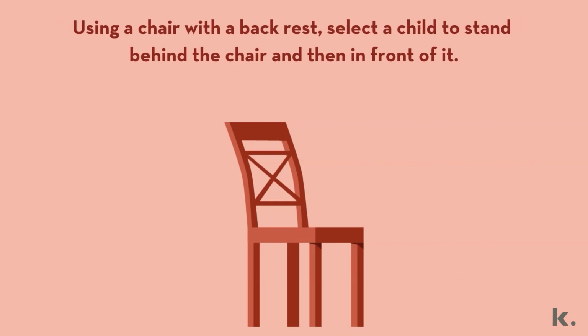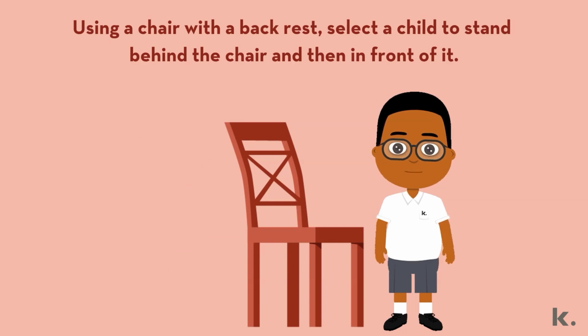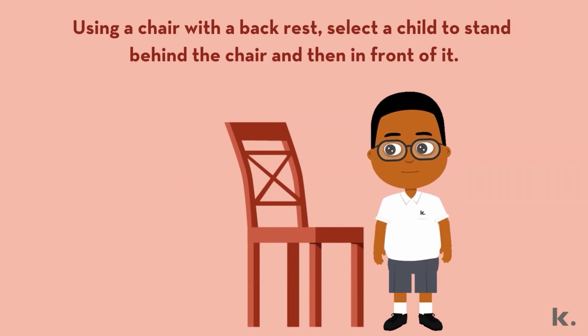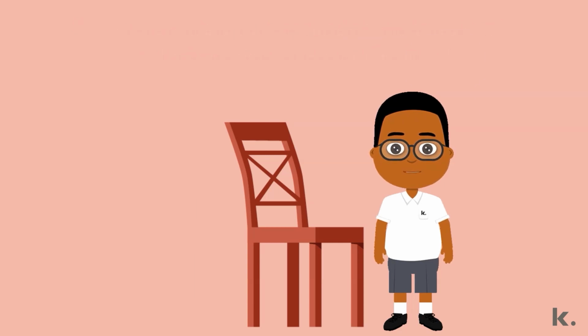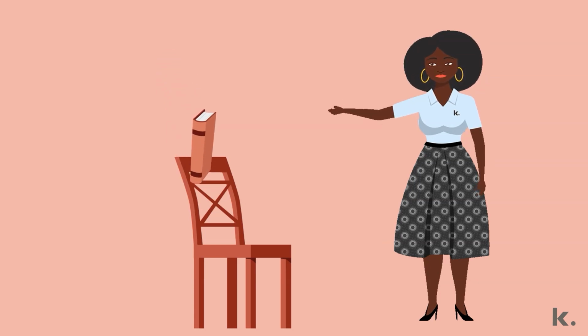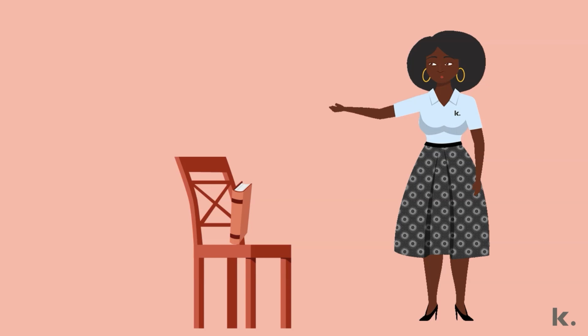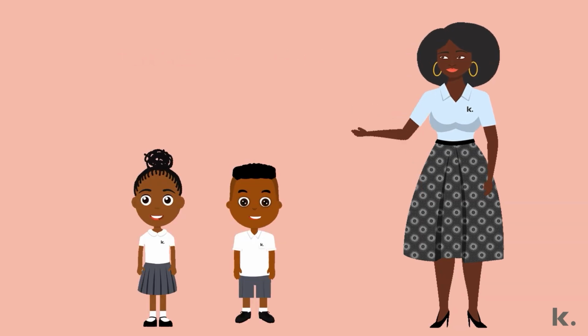Using a chair with a backrest, select a child to stand behind the chair and then in front of it. The same could be done with any object in the class that has an obvious back and front section. To introduce the new set of positional words, explain to the children that you are going to place a book on the chair. Emphasize the word on. Have the children stand up.